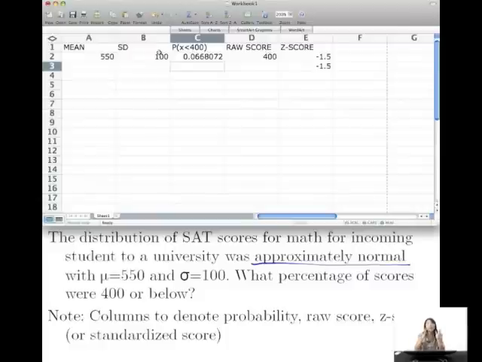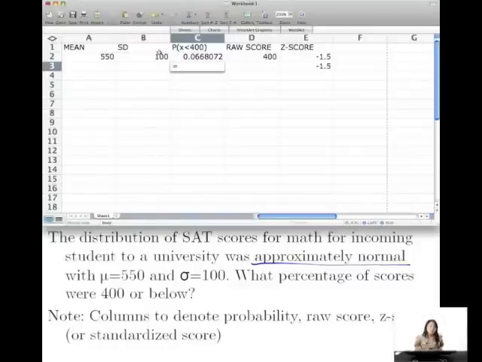And that sort of makes sense. If we think about where -1.5 is, it's between -2 and -1, right? If it was at -1, it would be like 16%. If it was all the way at -2, it would only be like 2%. So 6% sounds about right. It's in between 2% and 16%.